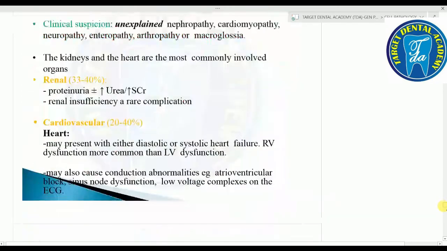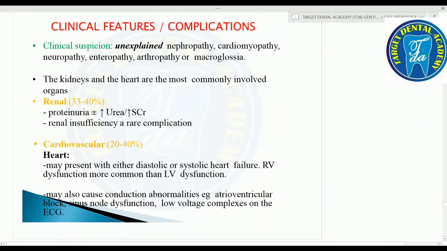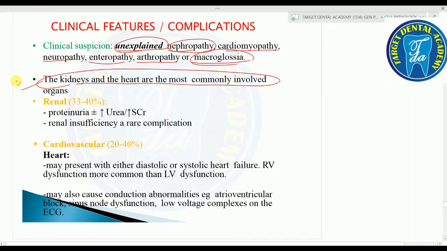Right. So after this, let's discuss the clinical features and the complications. In this, the clinical suspicion is unexplained nephropathy, cardiomyopathy, neuropathy, enteropathy, arthropathy, and macroglossia. The kidney and the heart are the most commonly involved. Important. The two organs which are most commonly involved are the kidneys and heart.